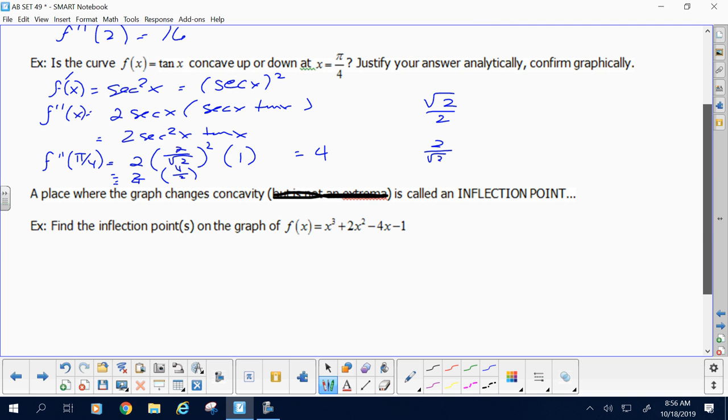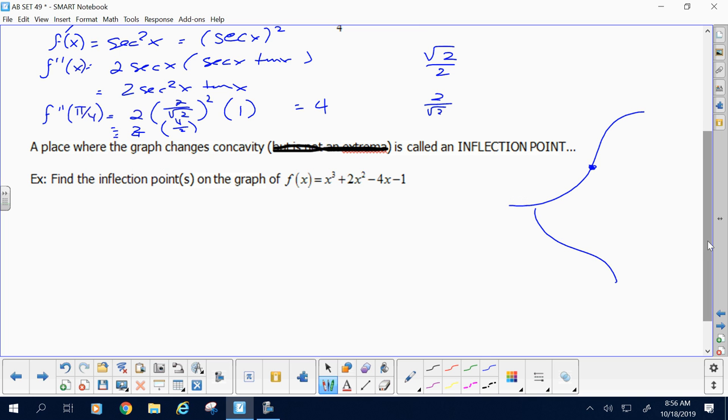Inflection points could be something like this. This is an inflection point because it's changing from concave up to concave down. This is an inflection point. If you have something like this, that's an inflection point because it's changing. Nope, that's stupid. That's not changing concavity, is it? I'm dumb. My bad. Okay. What was I thinking? I don't know what I was thinking. Sorry.